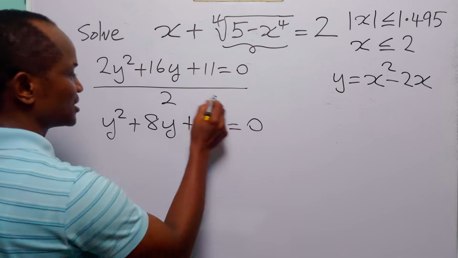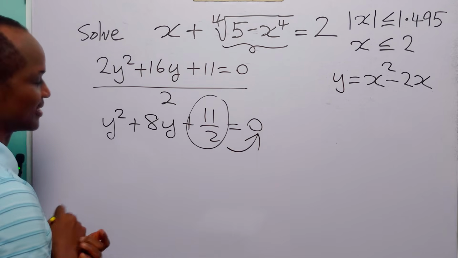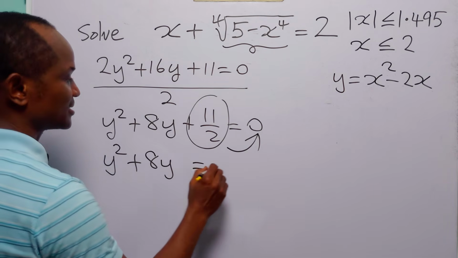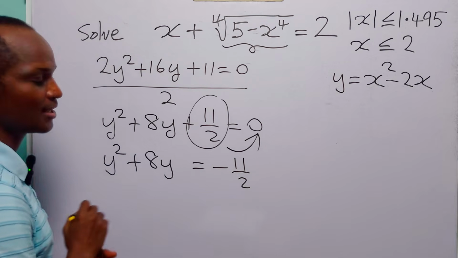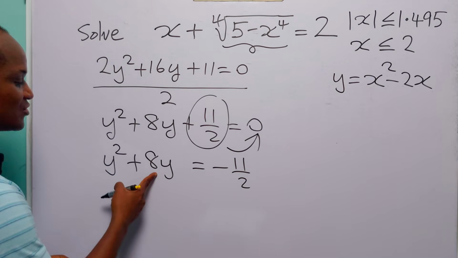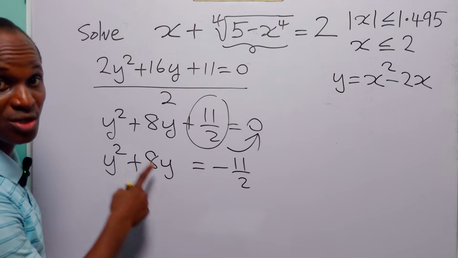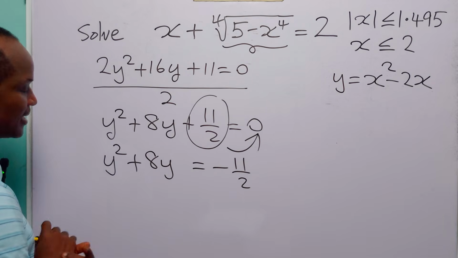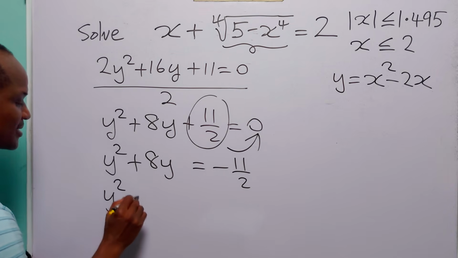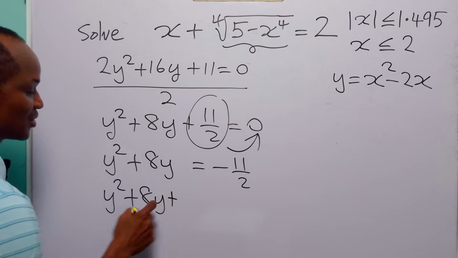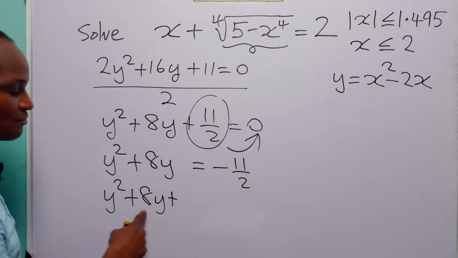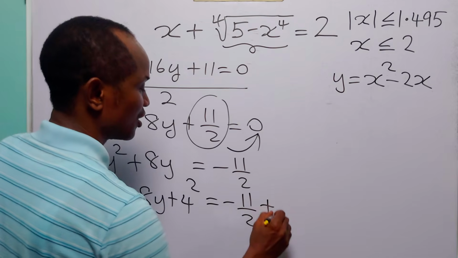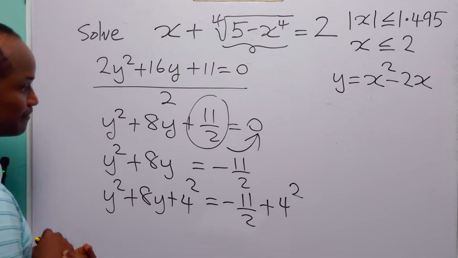The next thing we are going to do is to move the constant term over to the right hand side. When we do that, we have y squared plus 8y is equal to minus 11 over 2. The next thing we are going to do is to divide the coefficient of y by 2, square it, and add to both sides to complete the square on the left hand side. When we do that, we have y squared plus 8y plus 4 squared, since 8 divided by 2 is 4, is equal to minus 11 over 2 plus 4 squared.